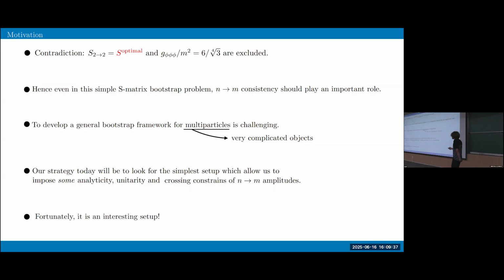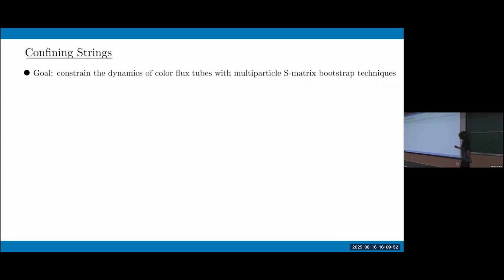And fortunately, we do not need to consider a very boring system. Still, we can do some very interesting physics. So the context in which we'll develop this is in confining strings, so QCD strings. So our goal is to constrain the dynamics of color flux tubes in pure Yang-Mills theory using multi-particle S matrix bootstrap techniques.